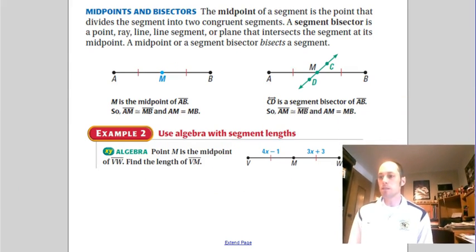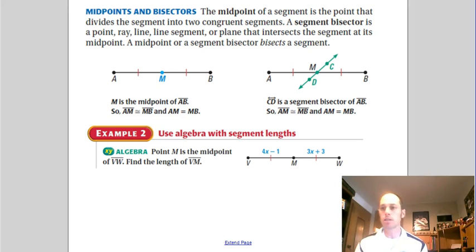Now, midpoints and bisectors. Well, I'm pretty sure you can figure out what a midpoint is. It's the middle point of the segment. So it splits it into two congruent segments. So M is the midpoint of AB, so AM is congruent to segment MB.